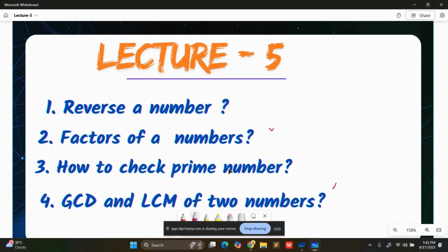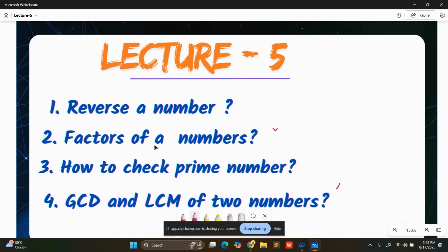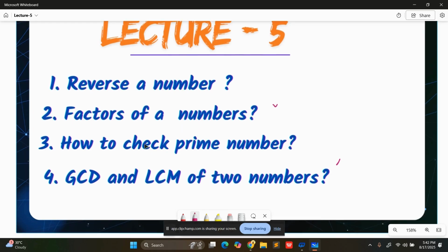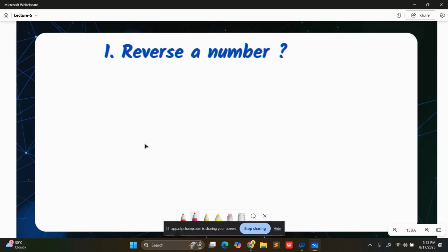Today we will be solving these problems. These problems include the basic implementation of loops and conditional statements, and there is some simple mathematics that will be required for you to solve the coding problems. Let's start with the first one, that is the reverse of a number.